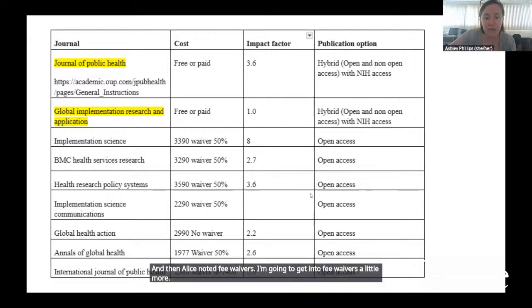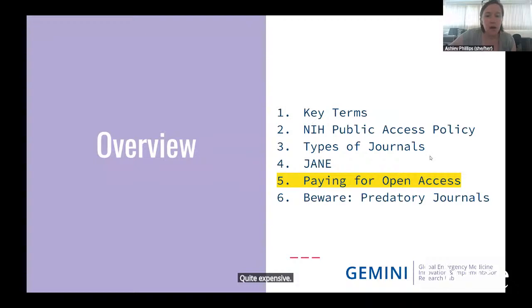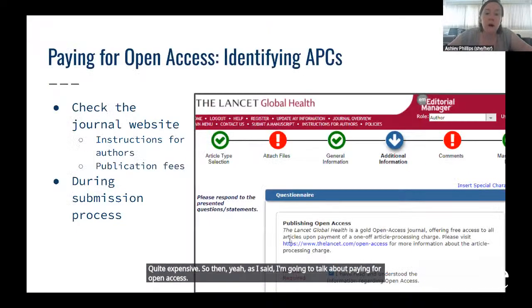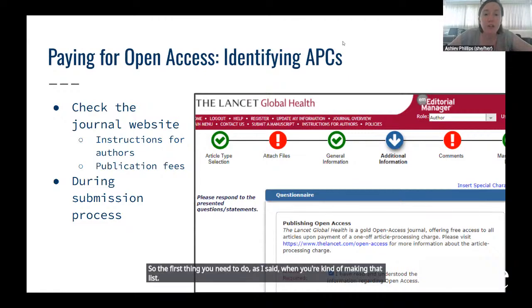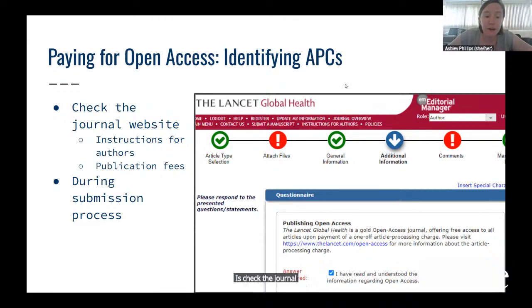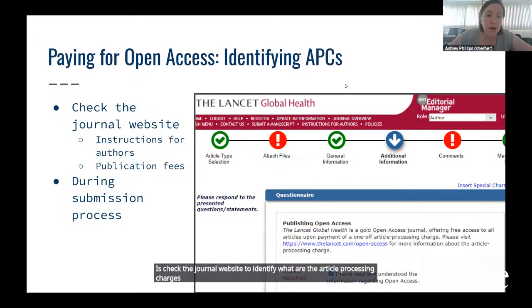But for those of you that haven't had to deal with some of these article processing charges, you can see this is, I'm pretty sure, in US dollars. Sometimes some of the journals put them in pounds or euros, but quite expensive. So then, as I said, I'm going to talk about paying for open access. The first thing you need to do, when you're making that list, is check the journal website to identify what the article processing charges are for that journal.